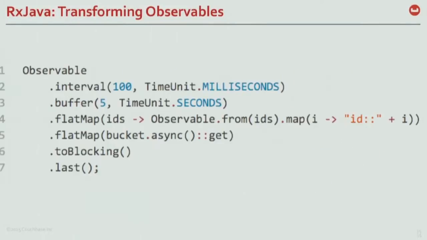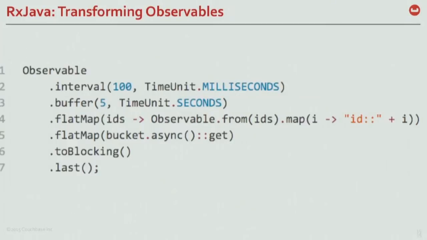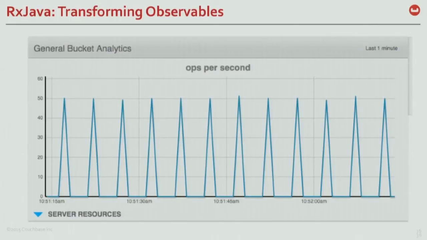You can do buffer. What you're doing here is every 100 milliseconds, I'm emitting something, but I'm going to buffer it into 5 seconds, a 5-second buffer, and then I'm going to do an operation on Couchbase. And this is how it looks. 100 milliseconds, 10 per second, 5 seconds, so 50 operations per buffer. And what you see here is 50 operations every 5 seconds.